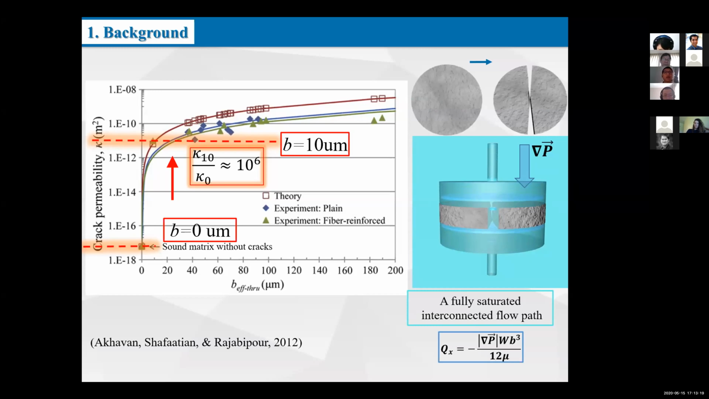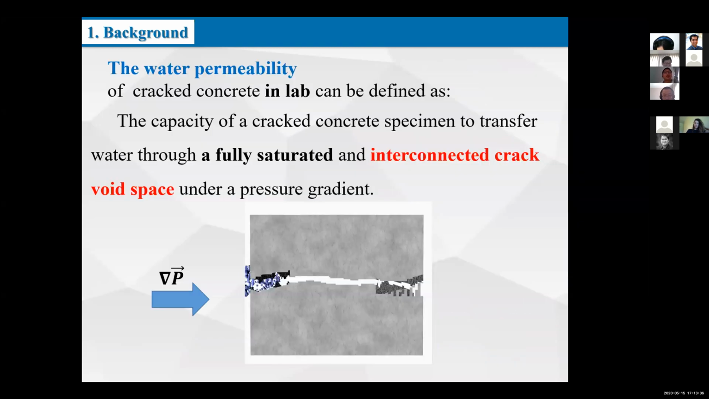which means that the cracks will govern the permeability of concrete instead of the proper structure of the cracked concrete. And then, based on the Darcy's law, we could define the water permeability of cracked concrete in lab. The capacity of a cracked concrete space to transfer water through a fully saturated and interconnected crack void space under a pressure gradient.